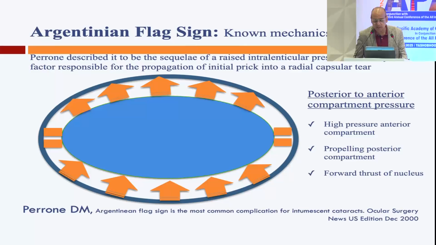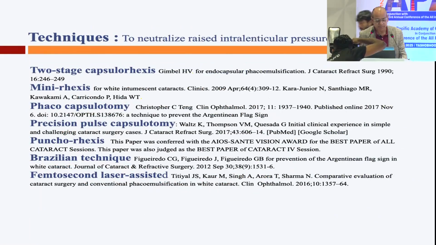But there are other factors also, from the posterior to the anterior compartment: high pressure in the anterior compartment propelling the posterior compartment, and also the forward thrust of the nucleus is observed. So there are various techniques available to neutralize raised intralenticular pressure and decompress the bag, like two-stage capsular access, mini rhexis, phaco-capsulotomy, precision pulse capsulotomy, puncture-access, the Brazilian technique, and also now FLACS is coming up.